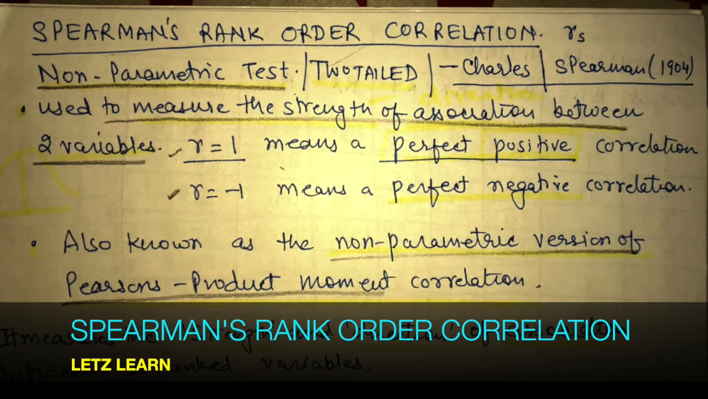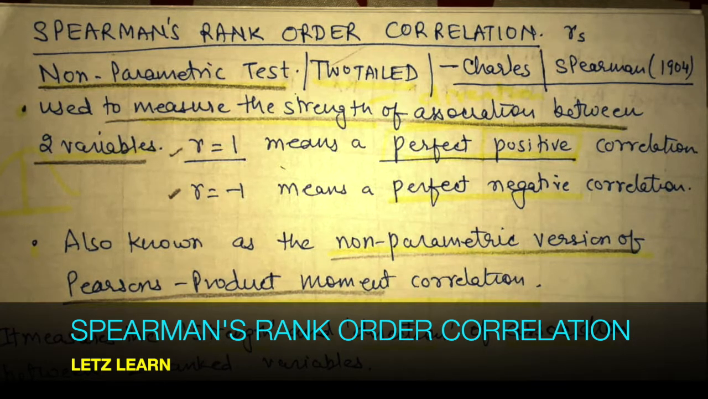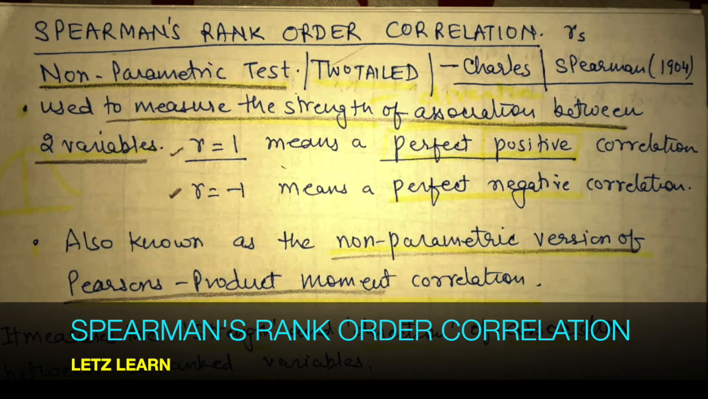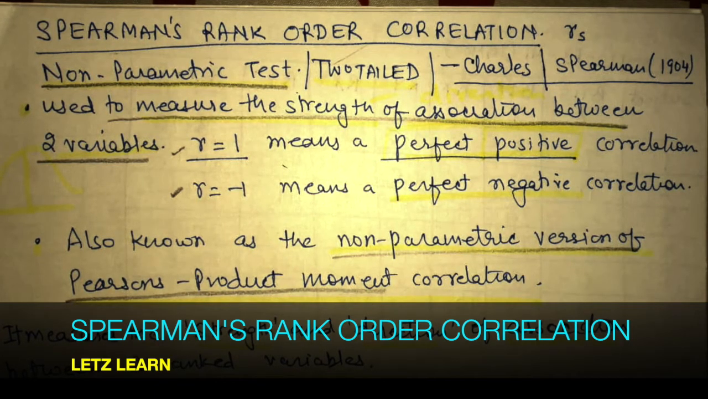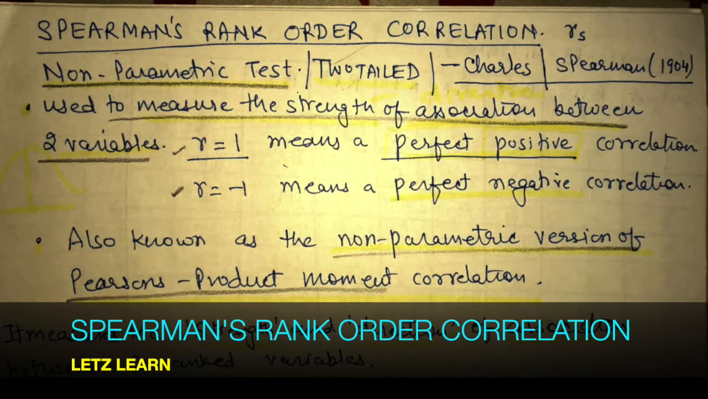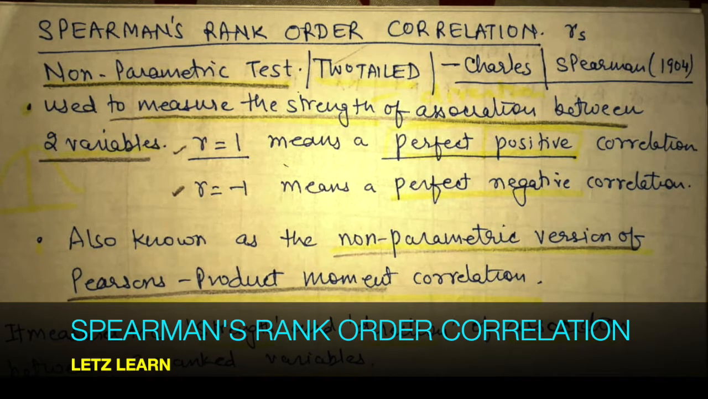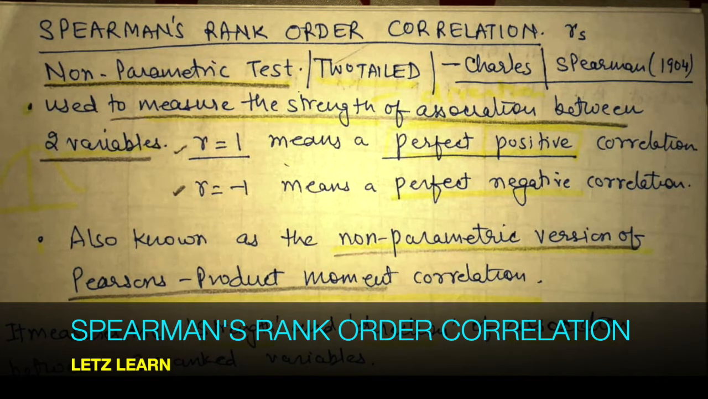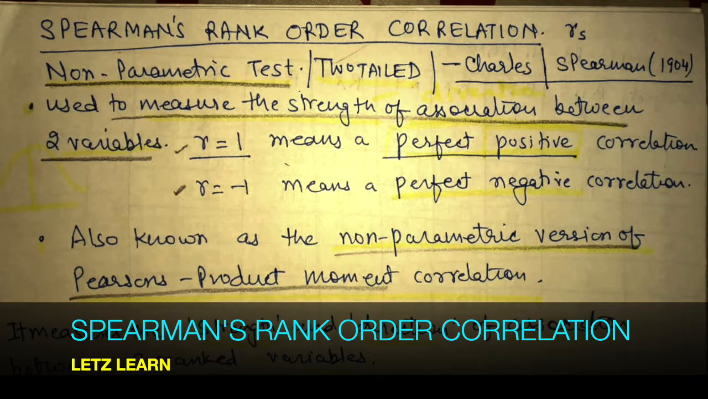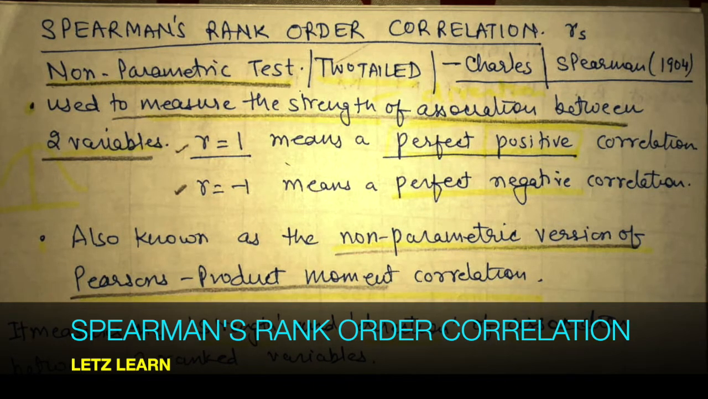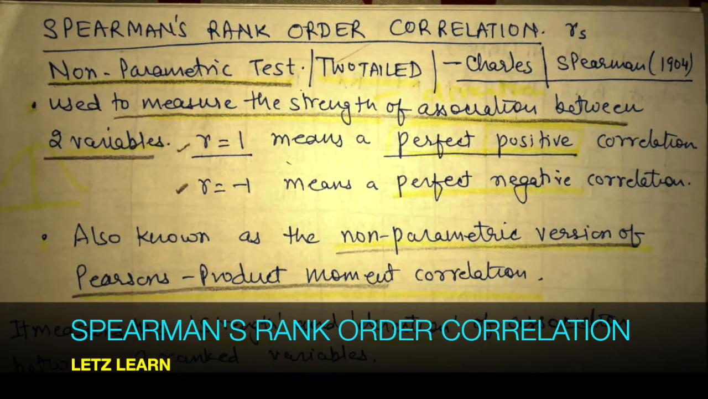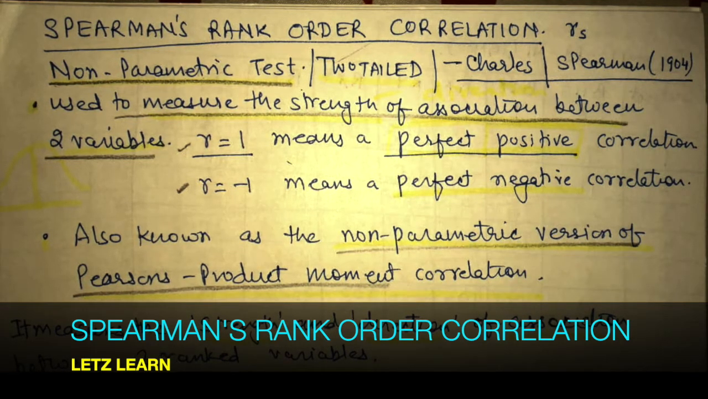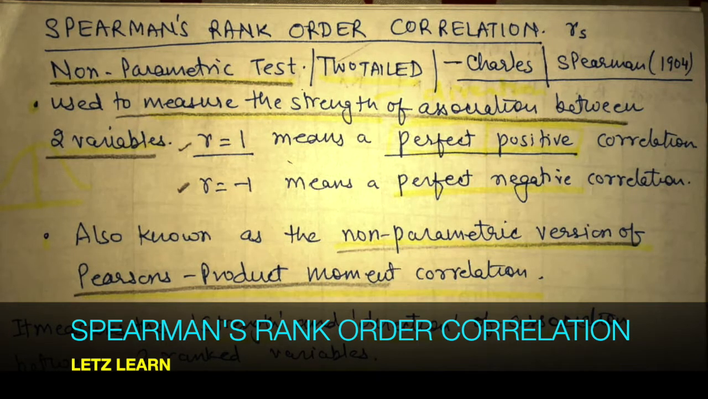When r is equal to plus 1, that means a perfect positive correlation. When it's minus 1, that means a perfect negative correlation. So if the value is towards plus 1 or minus 1, the relation is a perfect positive or a perfect negative correlation. If the value is towards 0 on the scale, the correlation is getting weaker.